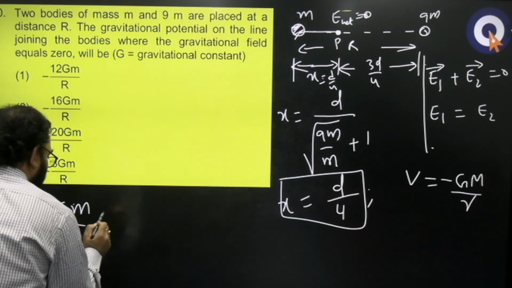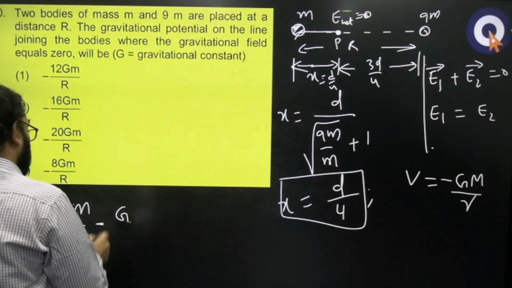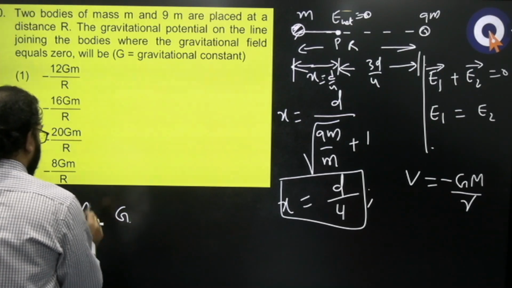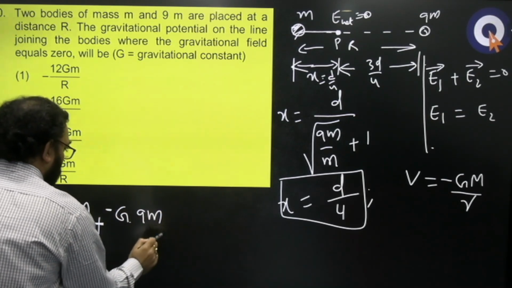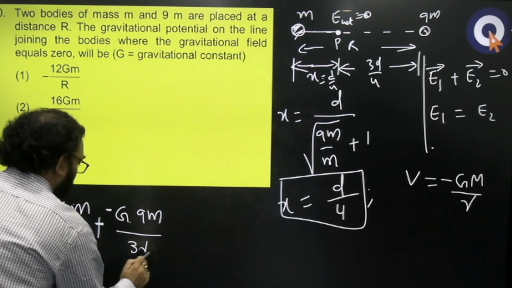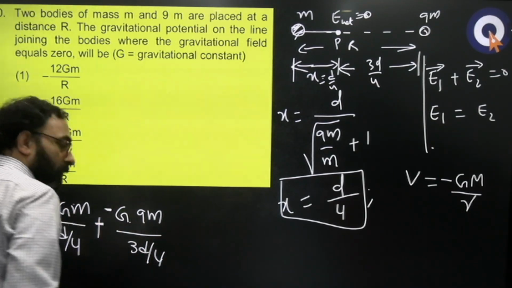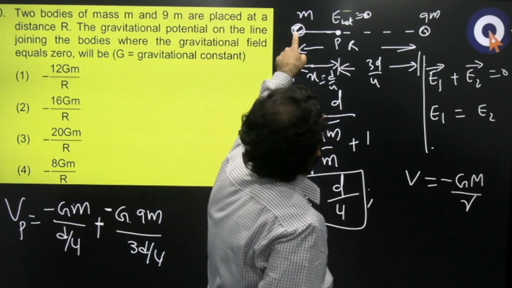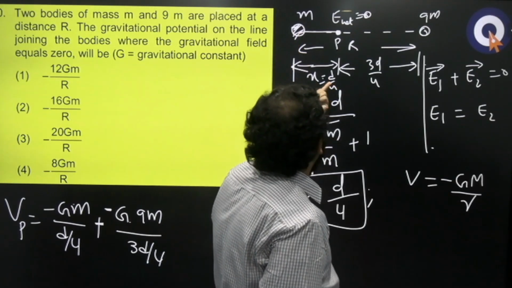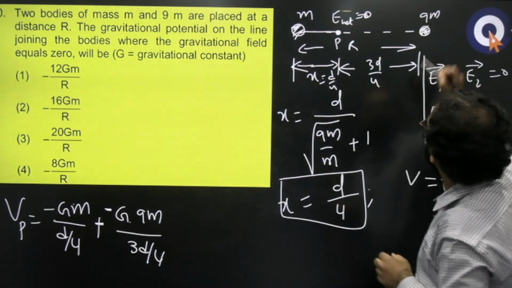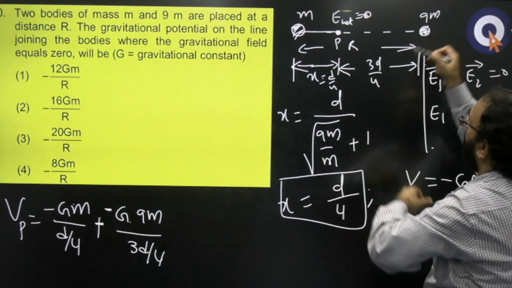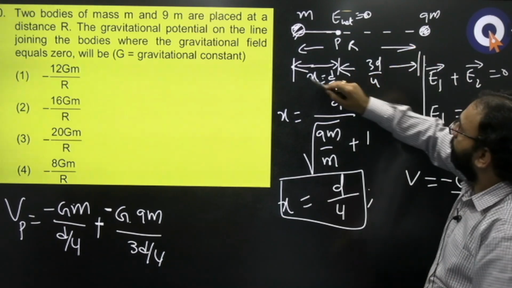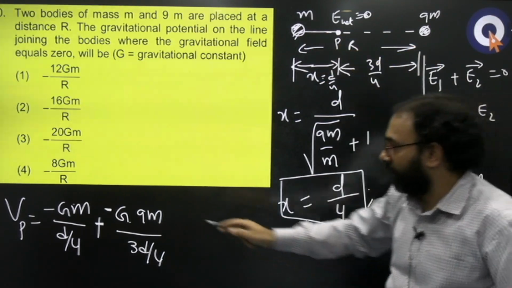Next, minus G. So the net potential is plus minus G 9m by 3d by 4. But why like this? The reason is potential due to this is Gm by d by 4, and potential due to this mass is minus G into 9m by 3d by 4. Gm by r, Gm by r, with a negative sign.